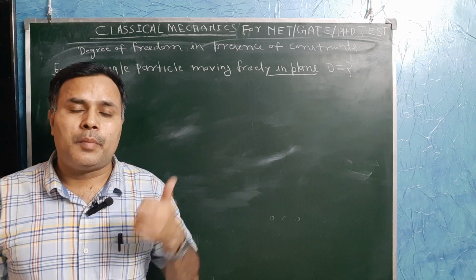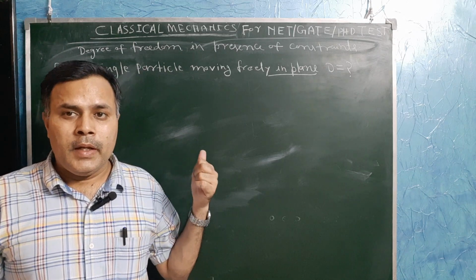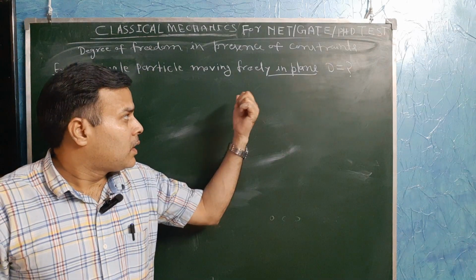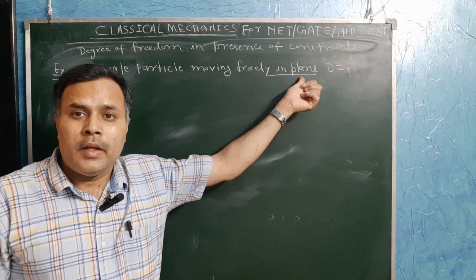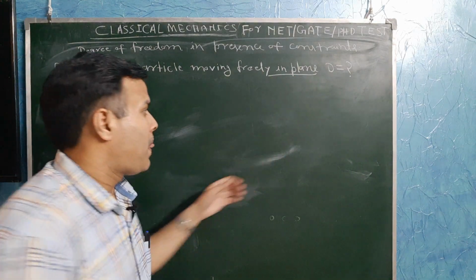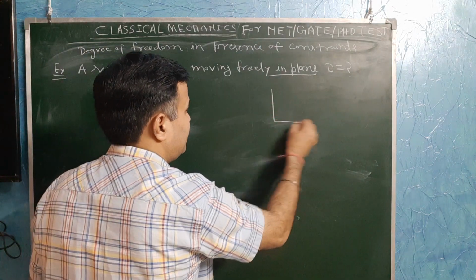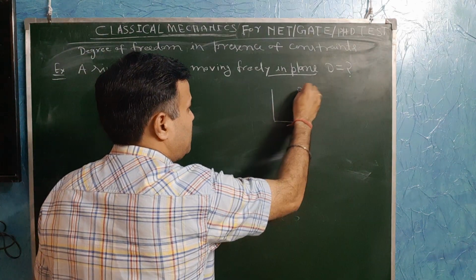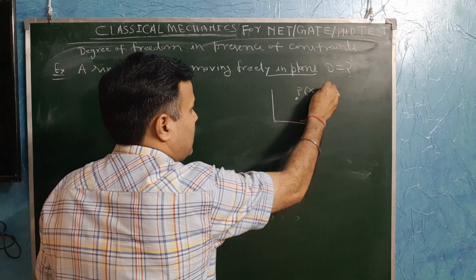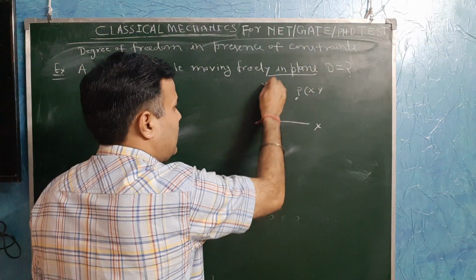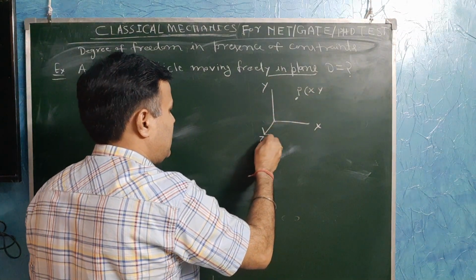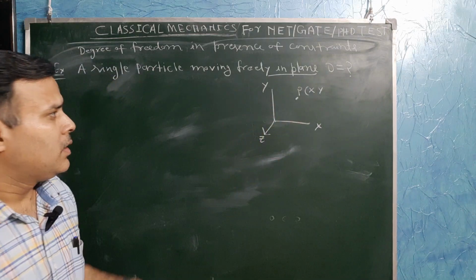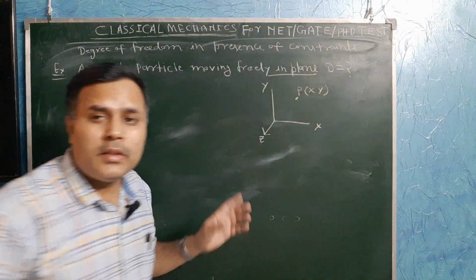It means now the particle is restricted to move in a plane instead of space. In the earlier case, the single particle was moving in space, but in this case the particle is moving in a plane, which means there is a restriction. Now this particle moving in a plane, so this is x, y, z. Now what is the degree of freedom?